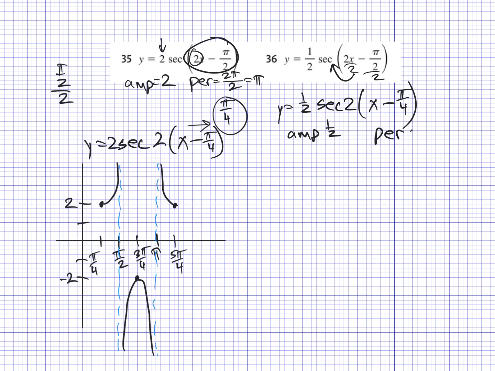Our period is 2 pi over the 2 here, which is pi, and each one's going to be divided by 4. Each hash mark is pi over 4. So very similar to the last problem, except our amplitude is different.